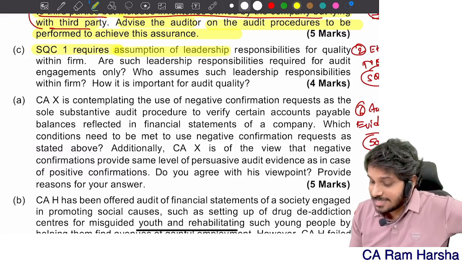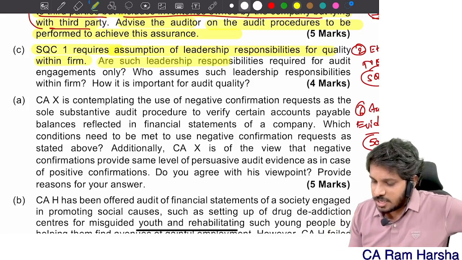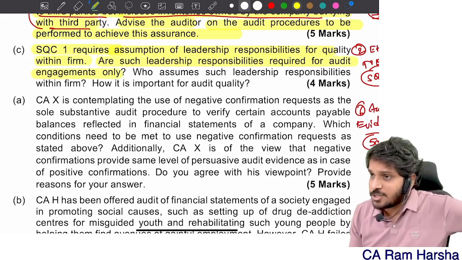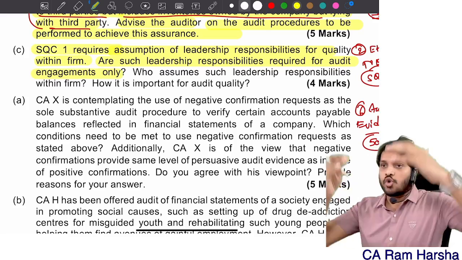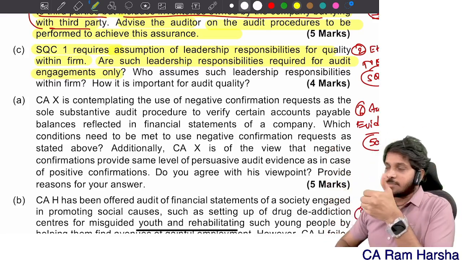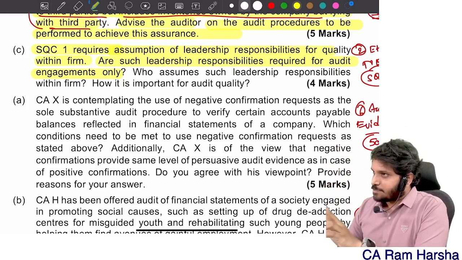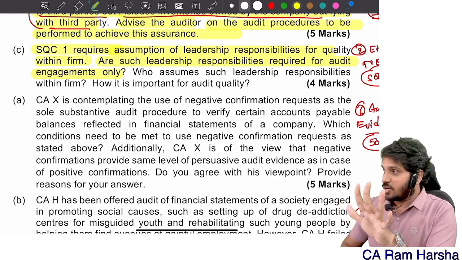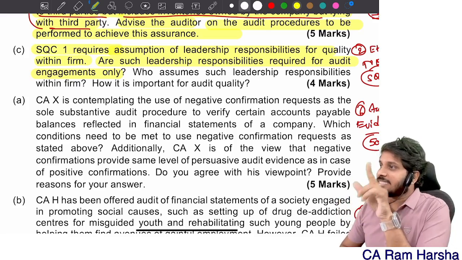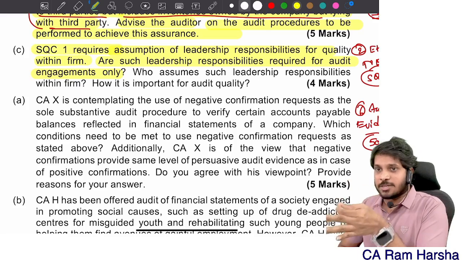SQC1 requires assumption of leadership responsibilities for quality within the firm. Are such leadership responsibilities required for audit engagements only? No. SQC is applicable to all. SQC has so many elements of quality control: leadership responsibilities, ethical requirements, engagement performance, human resources, acceptance and continuation of client relationship, monitoring. Totally 6 elements were there. Getting it? Inside that, one of the elements is leadership responsibility.